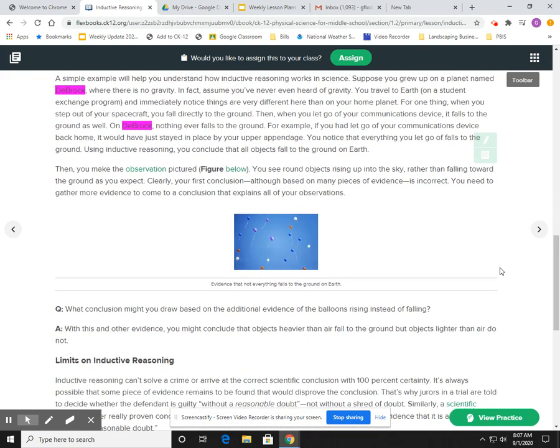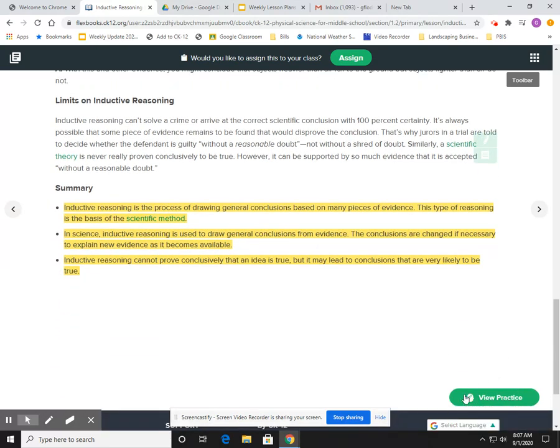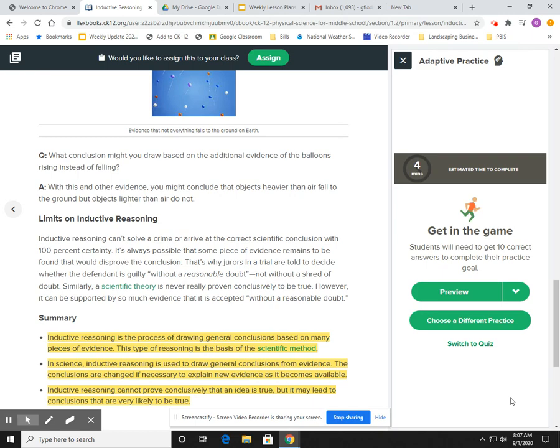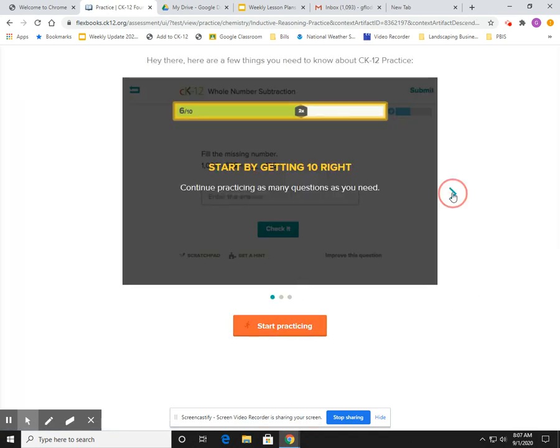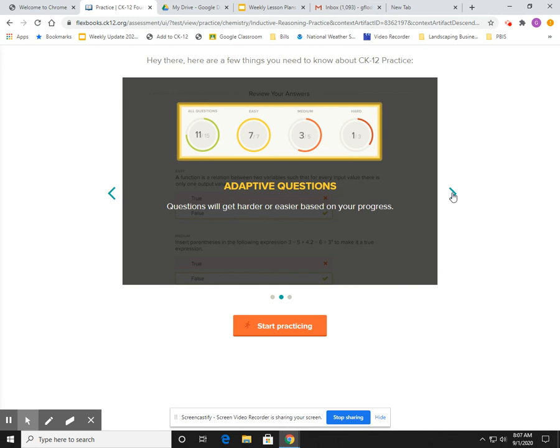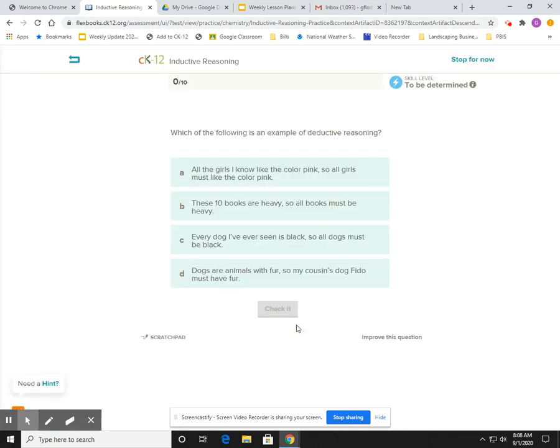Now, I think you guys also realize once you get down here, there's the practice. So you do the practice. You guys will actually have the practice, and it goes through and tells you how to do it. You got to get 10 right. The questions will get harder or easier based on your progress. And then there's a little help if you need it. And then you start your practice, which is the final example of deductive reasoning.